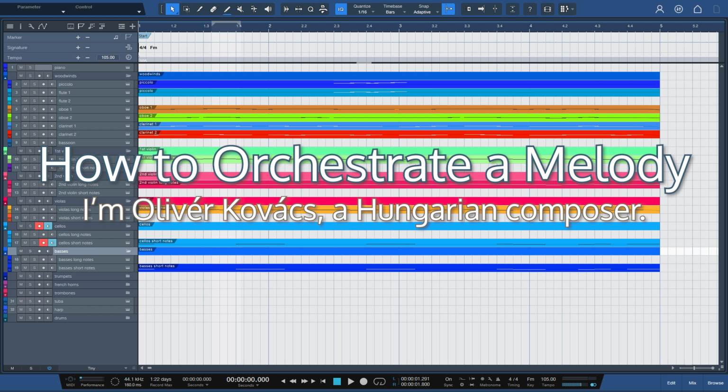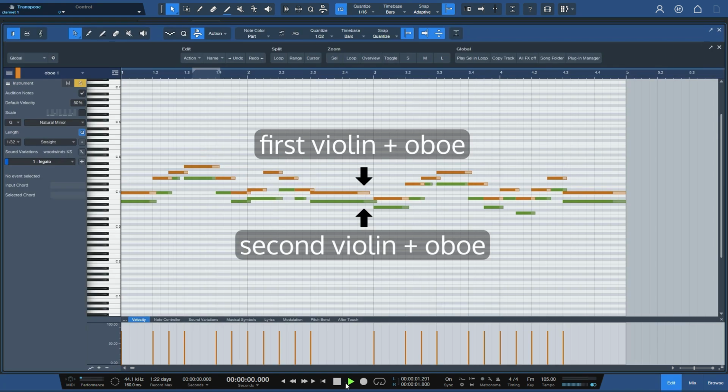In this video, I'll explain how I orchestrated a brief melody. The melody is played by one of the oboes and the first violin. This is an example of orchestral doubling, where the same part is played by multiple instruments. The other oboe and the second violin follow the melody line a third below.